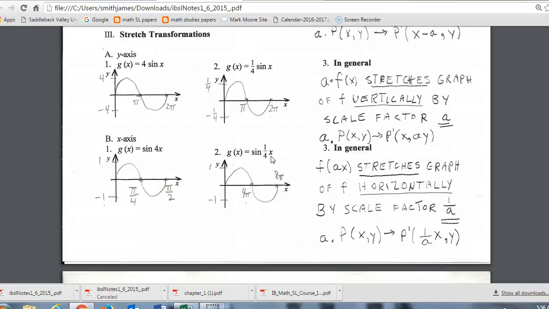So I'm taking all of my x coordinates, whatever the original x coordinates are, right here, and I'm multiplying them times 4 in this case to get my new values. So I'm just doing the reciprocal of what you would see there. So that's for multiplication.